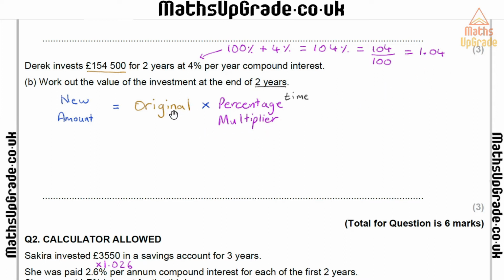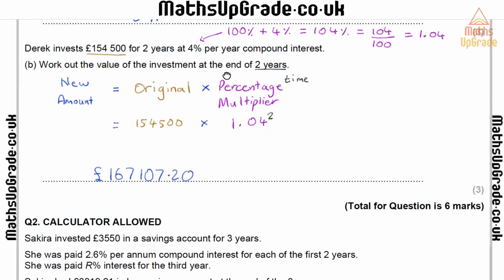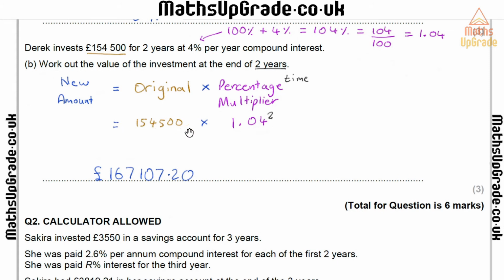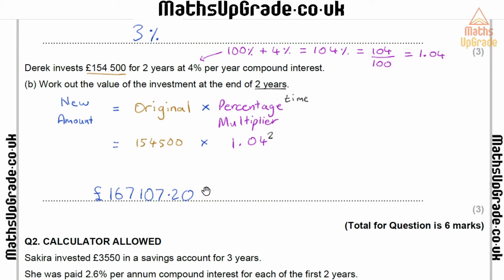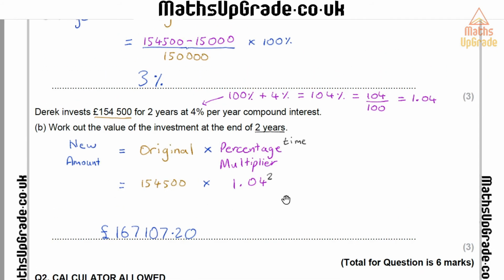When I multiply that by the original amount, each time I multiply by the original amount, that represents 1 year. Since I'm going to do it for 2 years, I can just square this percentage multiplier, since that's basically putting it to the power of 2, which means for 2 years. So in essence, I'm doing this 154,500 times 1.04 times 1.04 again. In other words, times 1.04 squared. With a calculator, that's straightforward to do. I need to make sure I write it to 2 decimal places and with a pound sign at the start as well. That question there is worth 3 marks, so the whole question there is worth 6 marks.